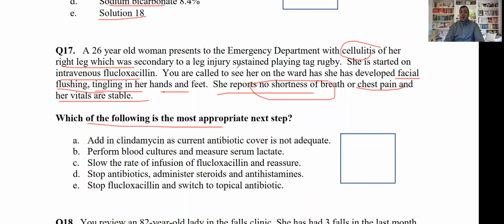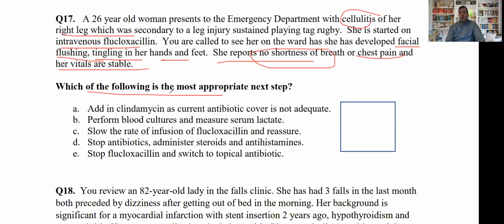Here we have a hypersensitivity reaction to a drug, most likely to flucloxacillin. This type of hypersensitivity is most likely type 1 hypersensitivity, but the degree of the reaction here is a mild reaction. It is just facial flushing and tingling in the hands and feet. So, add clindamycin as the current antibiotic cover is not adequate. This is a wrong statement. Perform blood culture and measure serum lactate.